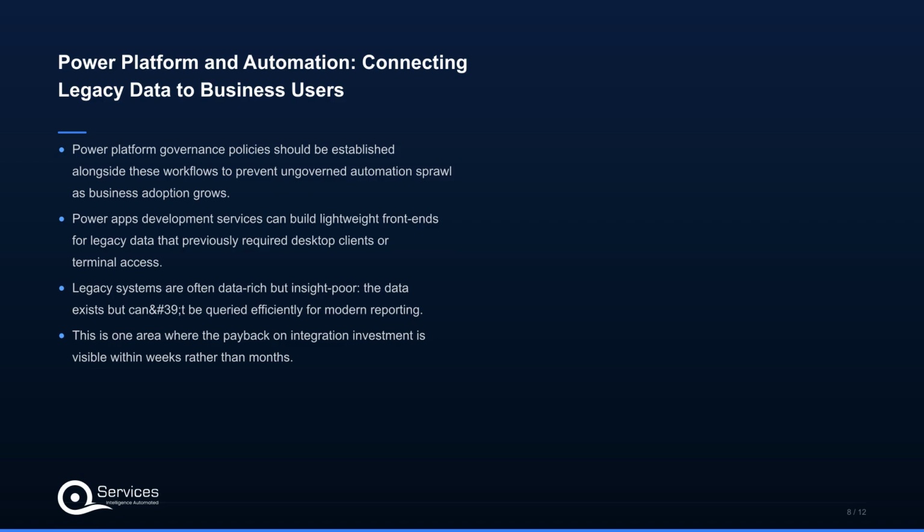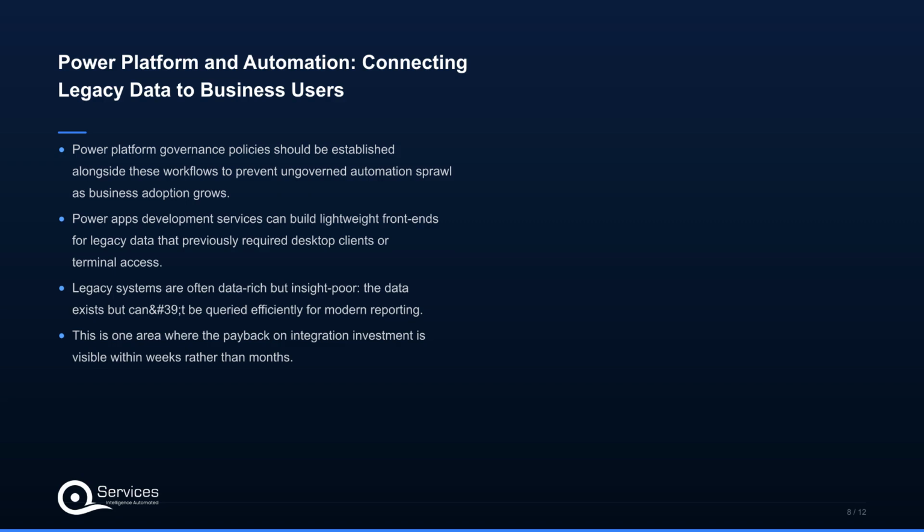Building multi-stage approval workflows in Power Automate becomes achievable without custom development once the underlying data is exposed through a standardized API. Power Platform governance policies should be established alongside these workflows to prevent ungoverned automation sprawl as business adoption grows.